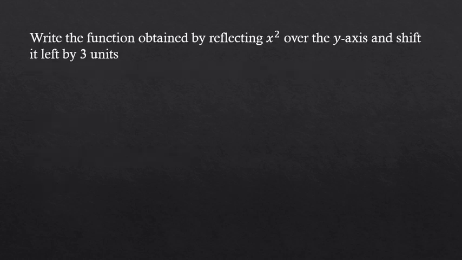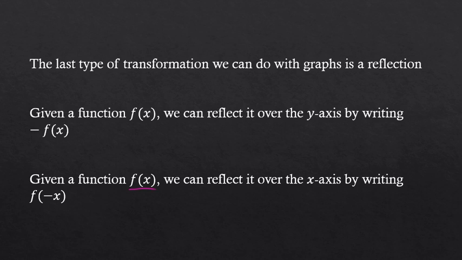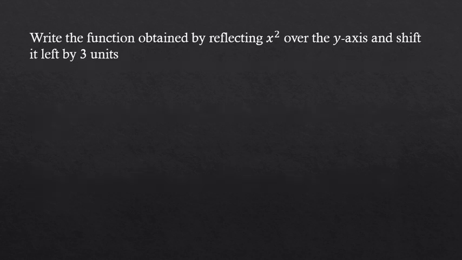Write the function obtained by reflecting x squared over the y-axis and then shifted left by 3. So reflecting over the y-axis, going back, we take the entire function and we multiply it by a -1. So the x squared is going to turn into the minus x squared. Now we're going to shift it left by 3. This is a horizontal shift. We take the variable x and we replace it with the quantity x plus 3. So we have minus the quantity x plus 3 squared.